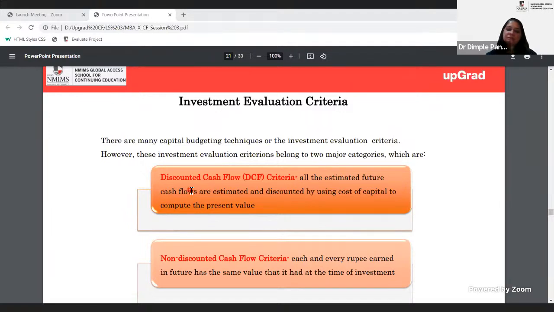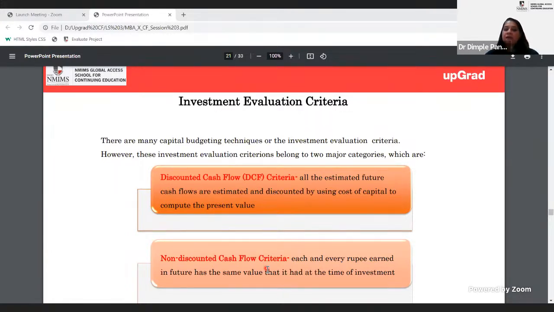Discounted cash flow criteria means you're going to use the time value of money. Non-discounted cash flow criteria means you will not use the time value of money. You would have gone through the earlier material, something called the payback period. Payback period. Did you consider time value of money in that? No. We did not consider time value of money in that. So that is non-discounted cash flow criteria, where you did not look at the time value of money.